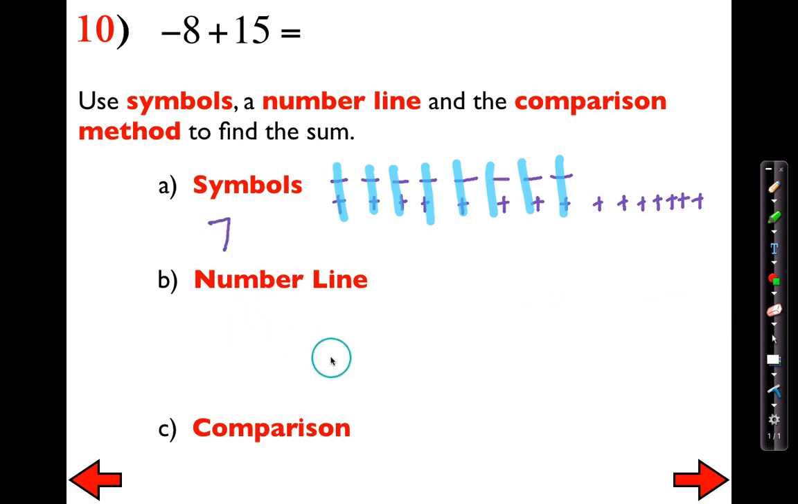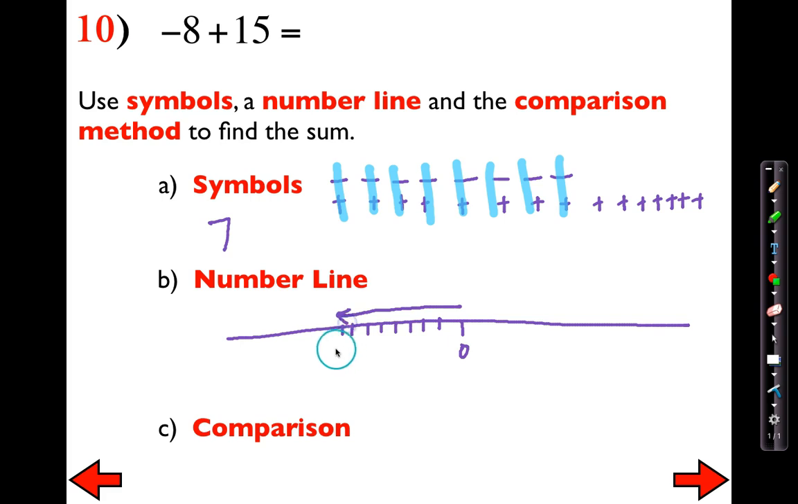Okay, well, what about a number line? Starting with a number line, I should start at the origin, which is 0. I'm going to first move to negative 8. So 1, 2, 3, 4, 5, 6, 7, 8. So you should be drawing a line to negative 8, which is right here. So now we're going to add. Add means we're going to move forward. And here it says we're going to move forward 15.